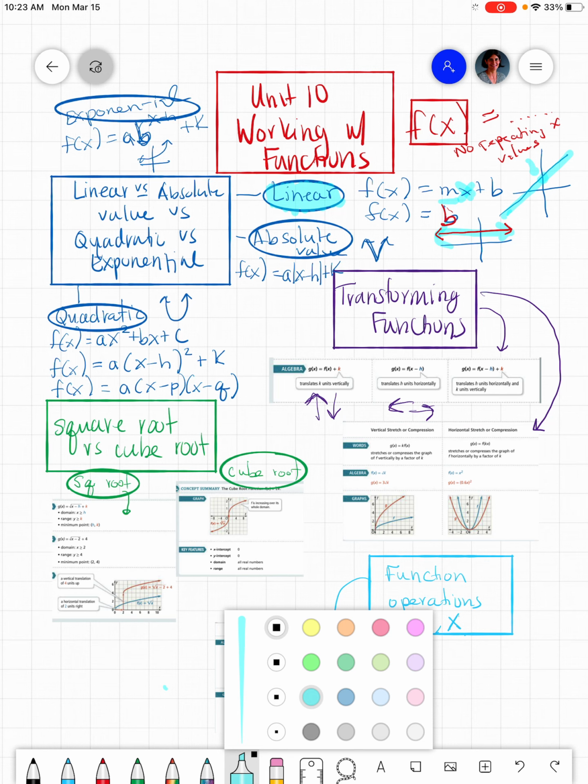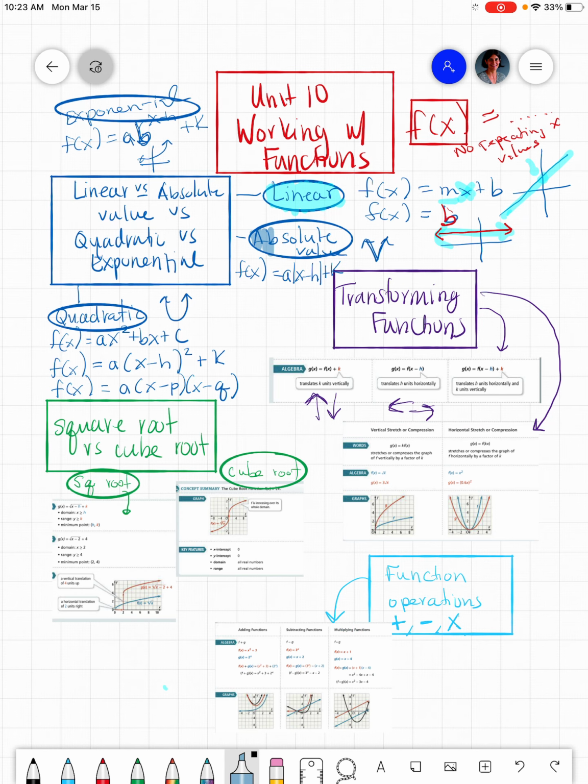We've also this year worked on absolute value functions, right? And these were functions that always look like a V. It could be a V up or a V down. We could change how wide the V is, and that was in the form f of x equals some value a, times absolute value of x minus h, plus k.